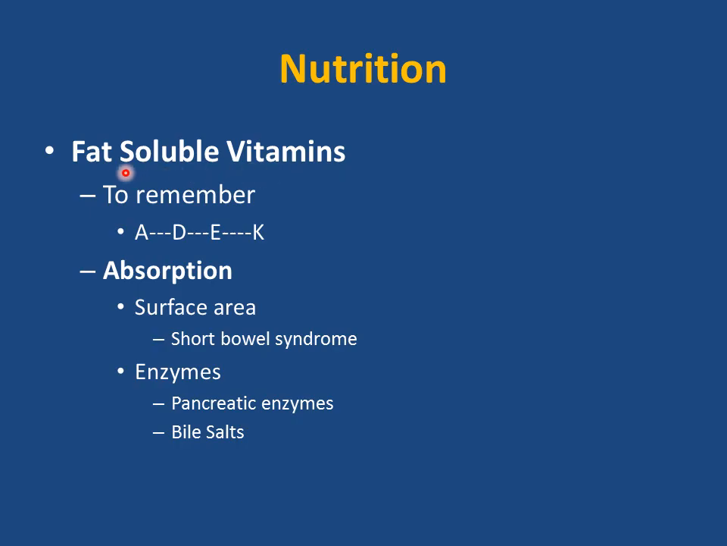Fat-soluble vitamins. Very important to remember all these vitamins: vitamin A, D, E, and K. Or you can pronounce it as ADEK to remember it. The absorption of fat-soluble vitamins requires two things: surface area and enzymes. Surface area, so if someone has short bowel syndrome or loss of bowel, they may present with deficiency of any of these vitamins. Enzyme deficiency, pancreatic enzyme deficiency, or bile salts deficiency, like the classic cases of that, celiac disease and cystic fibrosis, for example. They may present with vitamin A or D or E, K deficiency.